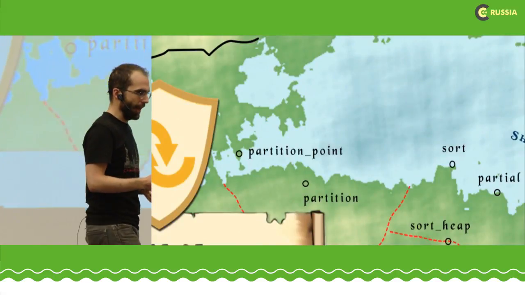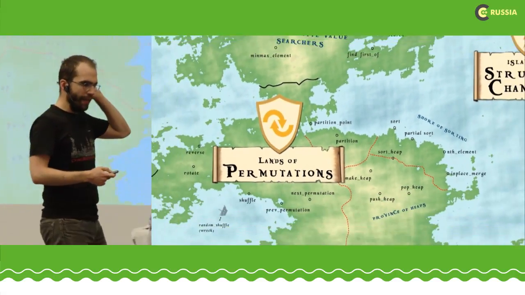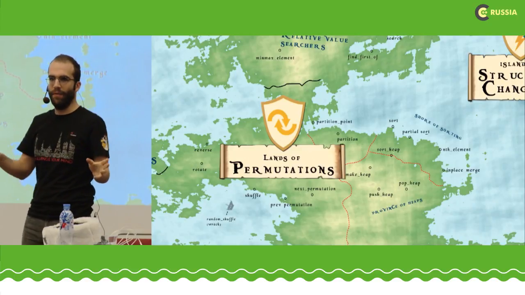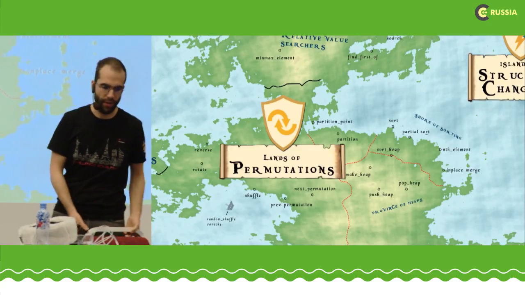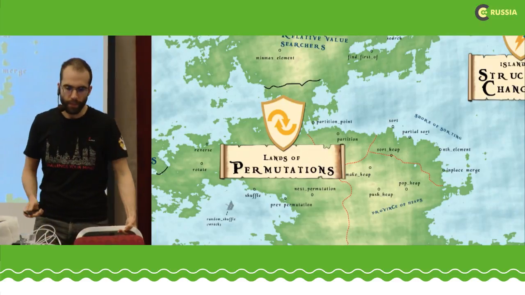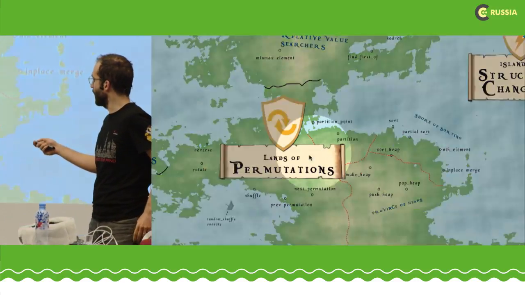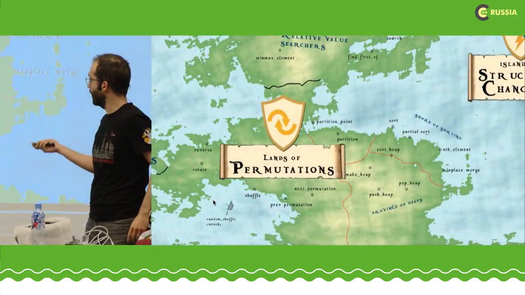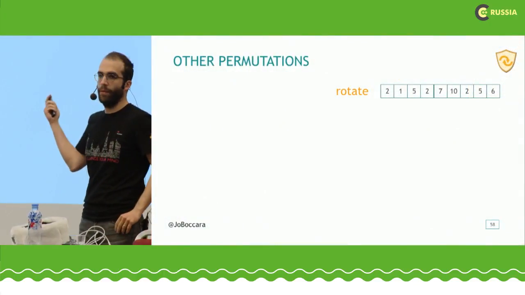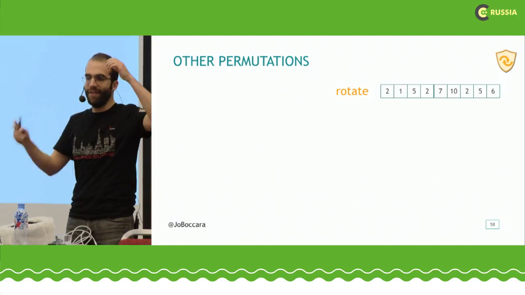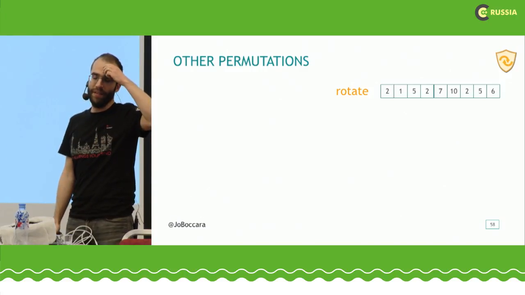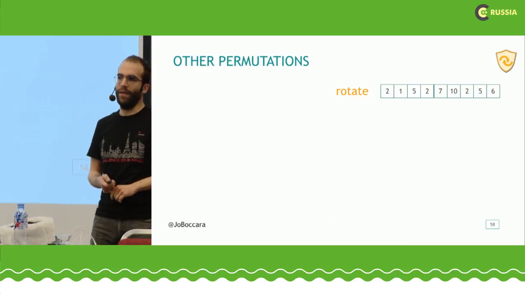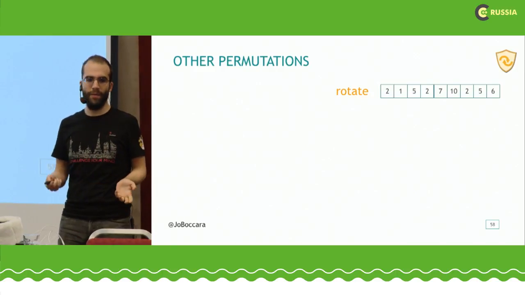Well, let's take a step back. We've been around the lands of permutations, which change the order of the elements of a collection without changing their values. There are a few others in the lands of permutation over there, and we're going to go through those quickly. So the other permutations: how can we rearrange a collection? Well, there's this one that was made famous a couple of years ago, I suppose. That's rotate, which makes cyclic permutations.